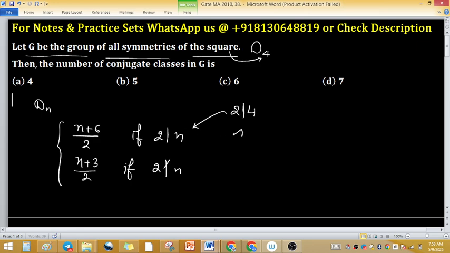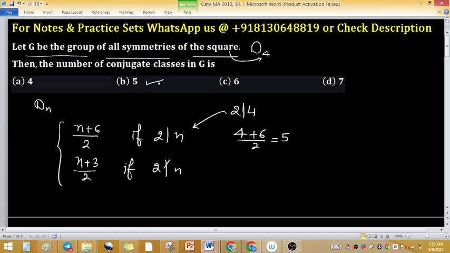The value of n is 4, so (4 plus 6) divided by 2 equals 5. Option B is the right one.